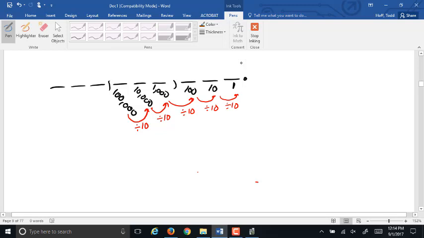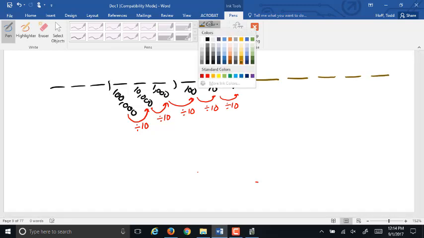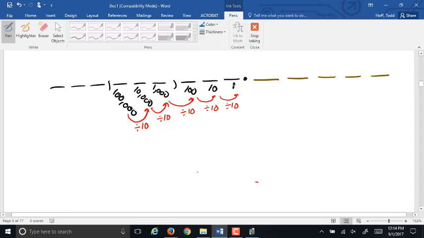So if I keep going on the other side of the decimal point, 1 divided by 10 is 1/10. 1/10 divided by 10 is 1/100th. 1/100th divided by 10 is 1/1000th.